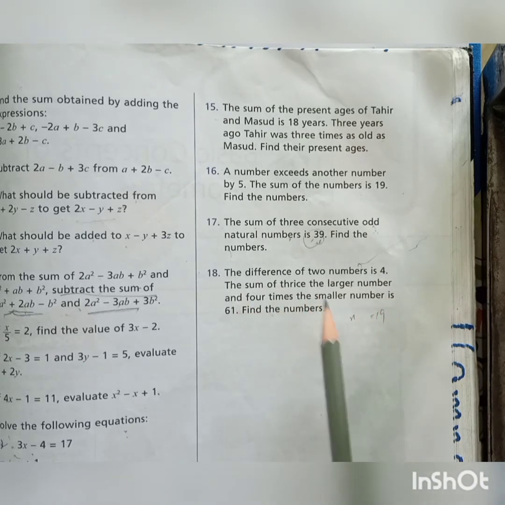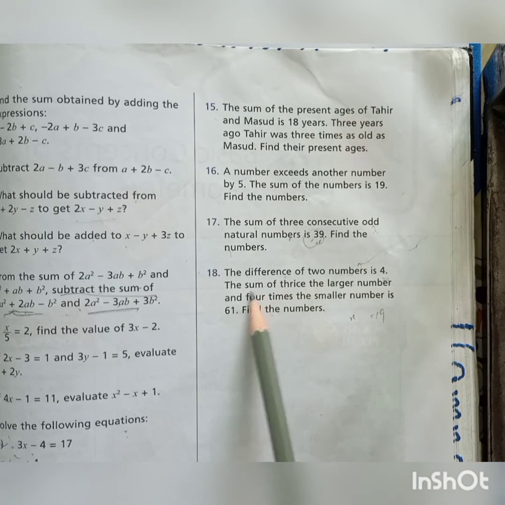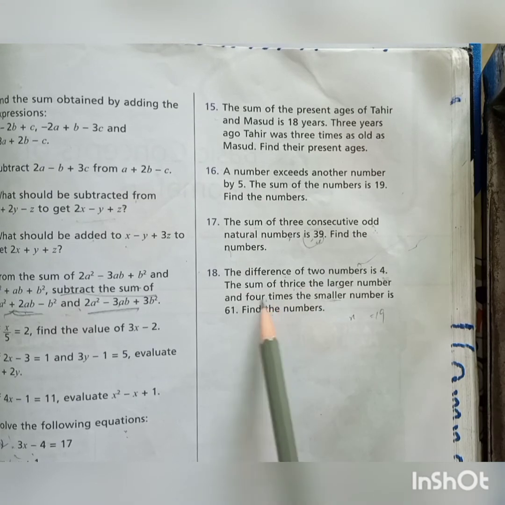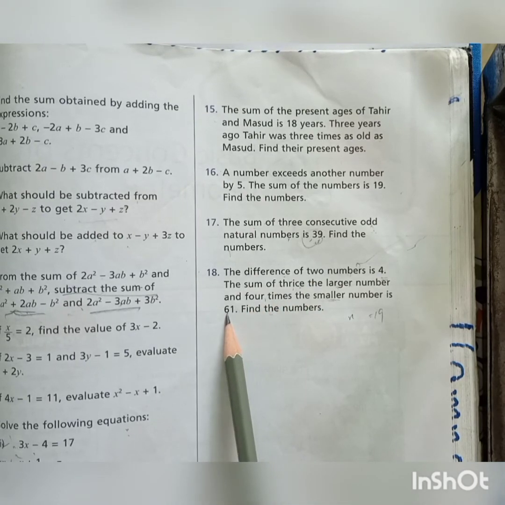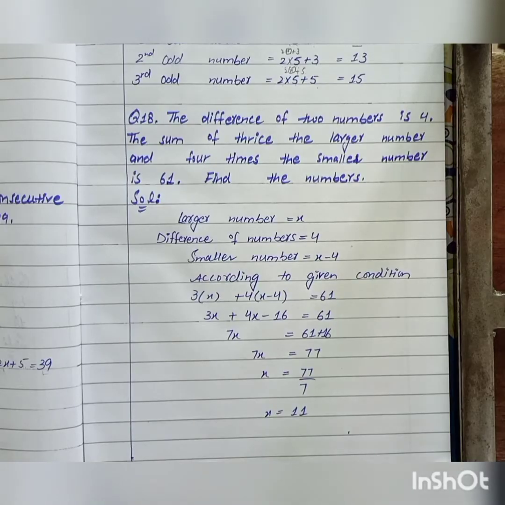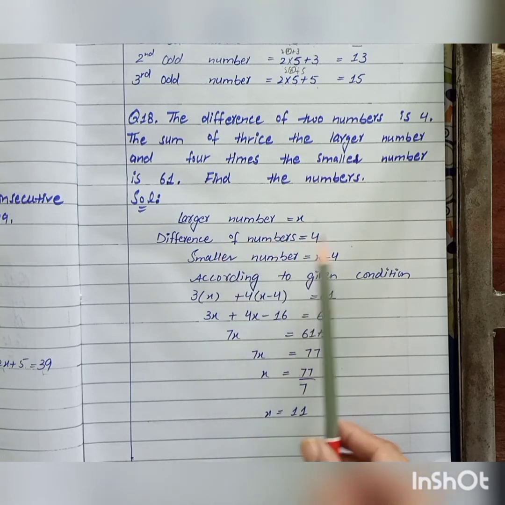Find the numbers. वही कह रही हैं कि अगर दो नंबर्स आप लें तो उनका अगर आप डिफरेंस निकालें तो वो 4 के इक्वल आए, और जो उनका सम हो लार्जर नंबर का वो 3 टाइम हो और स्मॉलर नंबर का 4 टाइम्स हो, वो किसके इक्वल आना चाहिए 61 के। और इसके बाद आपने क्या करना है, उनके नंबर्स फाइंड आउट करने हैं। Let's start the solution of question number 18. Larger number is x.